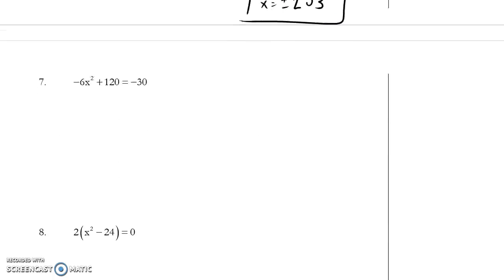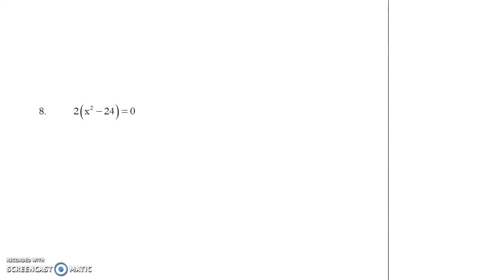I want you guys to go ahead and press pause and try numbers 7, 8, and 9. 9's going to be a little trickier because there's a lot of steps, but try to get your x squared on the left, everything else on the right. Unpause once you're done with these 3, and let's check your work.